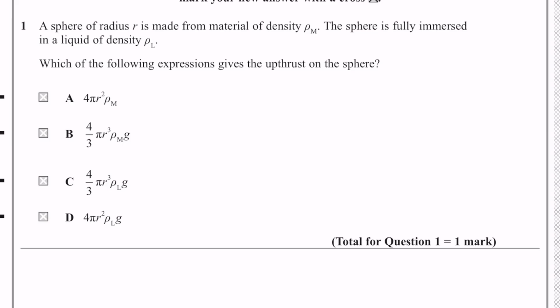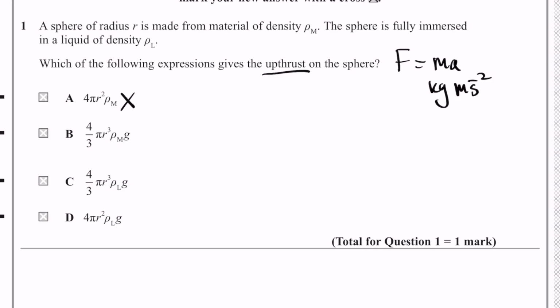For instance, in this case, they're asking us for the expression for the upthrust on the sphere. Now, upthrust is a type of force. So if it's a force, it must have some sort of units of force. The units of force, being F is equal to ma, are kilograms meters per second squared. So this over here, 4 pi, no units, meters, and then density is just mass over volume, so there's no seconds. So if I was in a rush, and had not revised upthrust, I know that the answer is not going to be A.